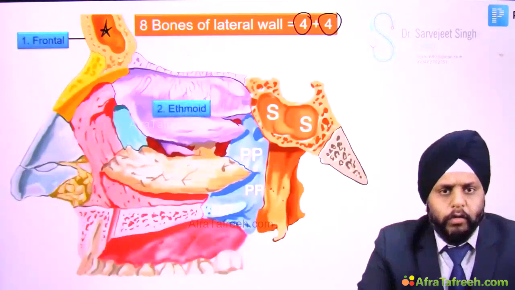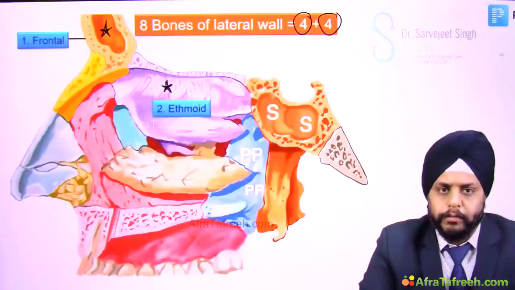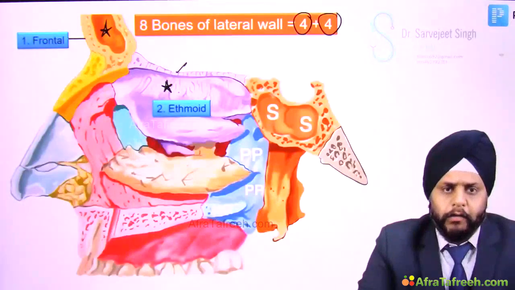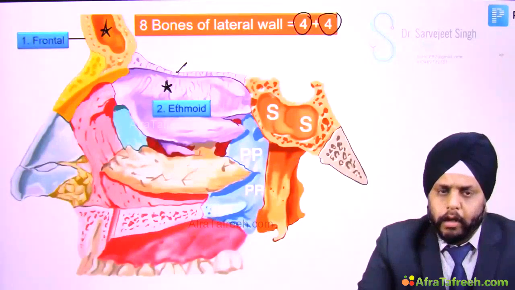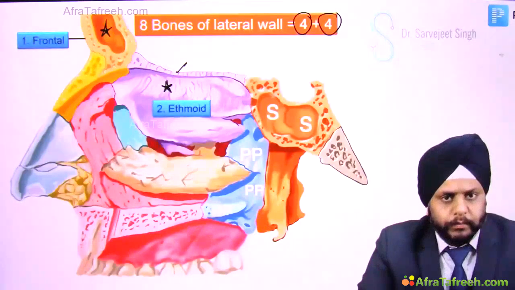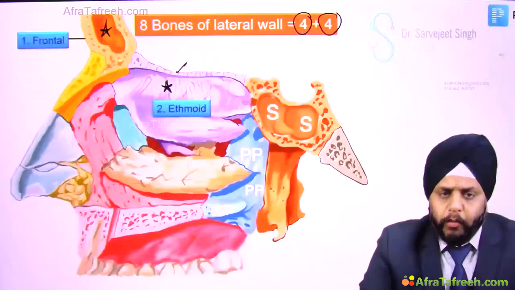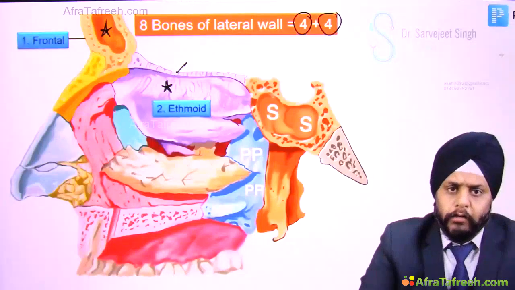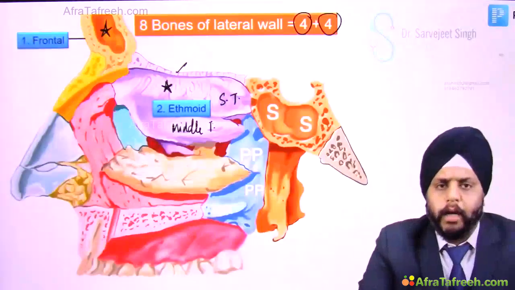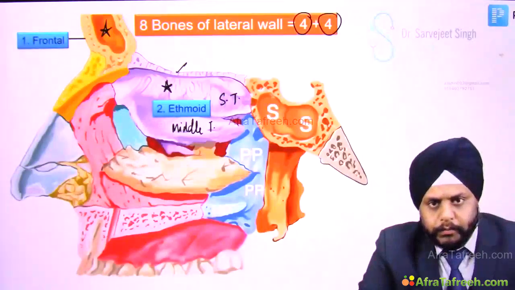Number 2, we have the ethmoid bone. It is forming the roof, it is forming the lateral wall, so we can see the ethmoid bone. What contribution can you see from the ethmoid bone? You can see over here there is superior turbinate, and over here there is middle turbinate, so that is formed by the ethmoid bone.